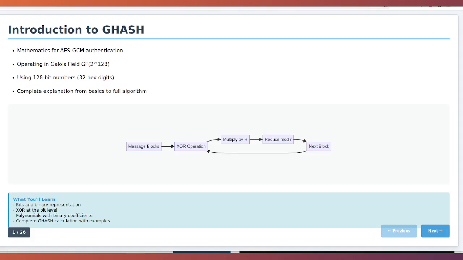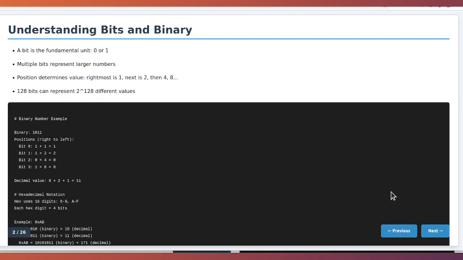We will use hexadecimal notation to represent large numbers compactly. Each hexadecimal digit represents 4 bits, so a 128-bit number is represented by 32 hexadecimal digits. By the end, you will understand every step of how GHASH produces authentication tags. Understanding bits and binary. Before we can understand GHASH, we need to understand bits.